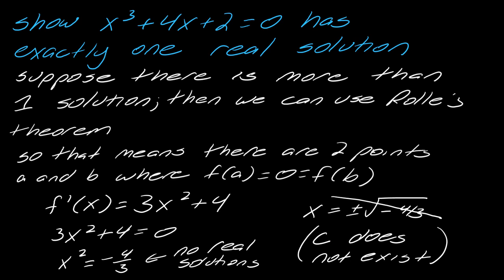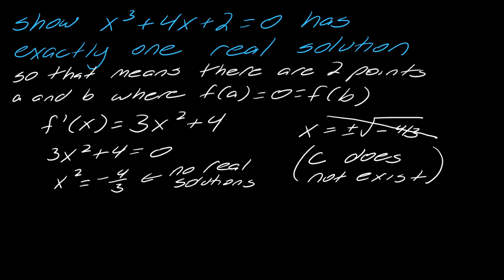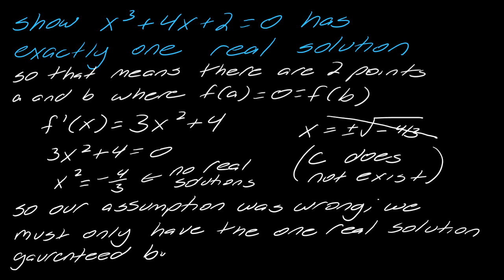So let me clear some space. We made a bad assumption. So our assumption was wrong. What that means then is we must only have the one real solution, and we know that there was at least one that was guaranteed by the intermediate value theorem. So the way that this whole argument started, we knew that there had to be one. We just wanted to rule out if there was more than one. And by trying to use Rolle's theorem and effectively breaking Rolle's theorem, we had to conclude that we made the wrong assumption. There's only one solution. Therefore, this must not be true.